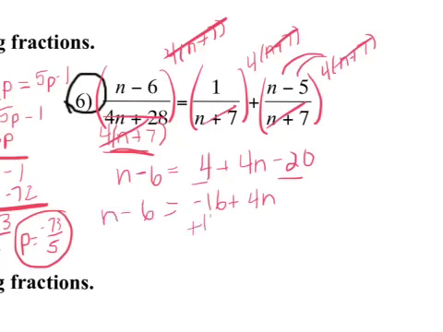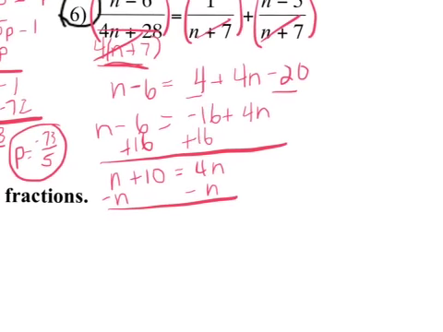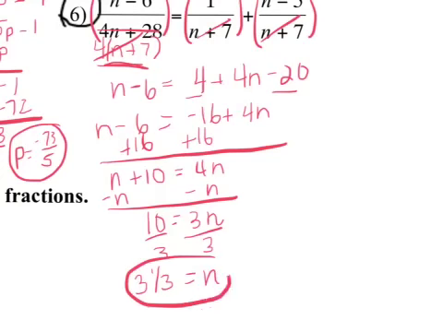I'm going to add 16 to each side. So n plus 10 equals 4n. Subtract an n from each side. 10 equals 3n. Divide by 3, and n equals 3 1/3.